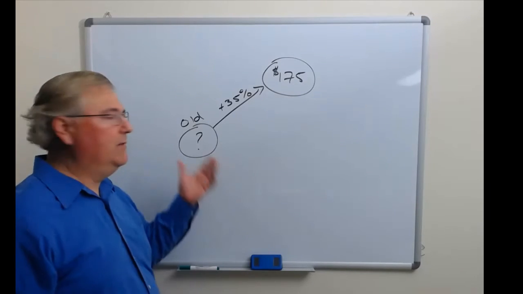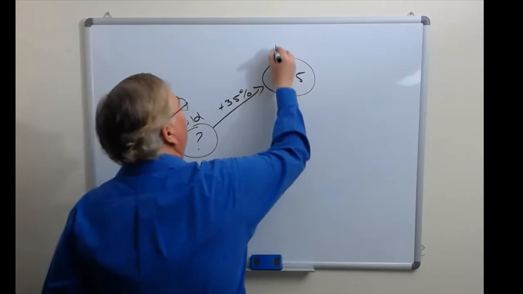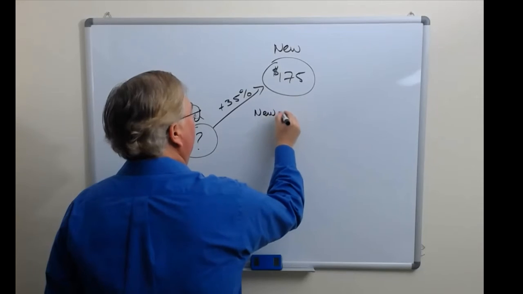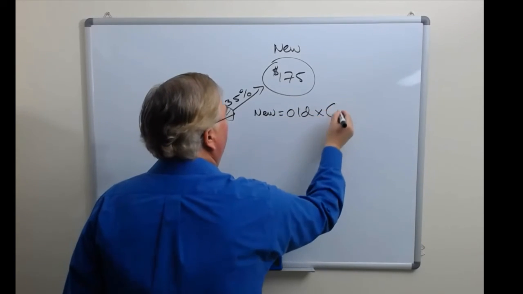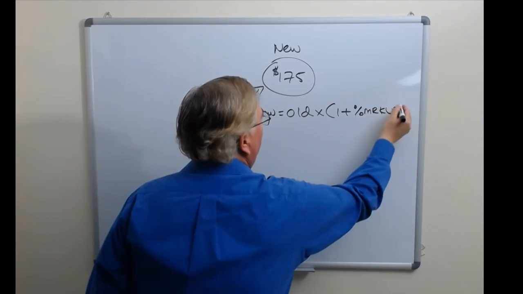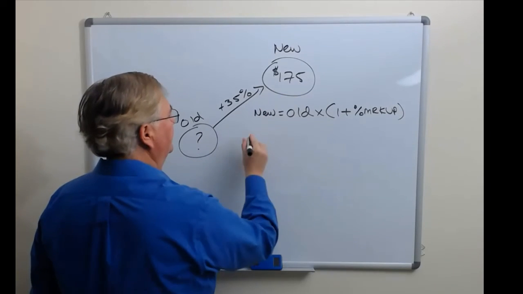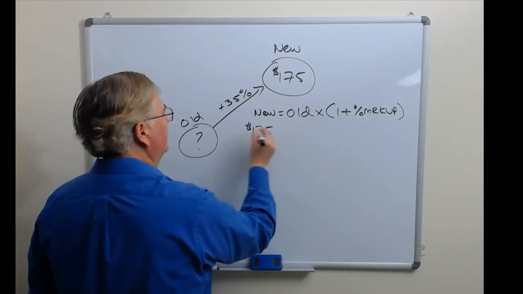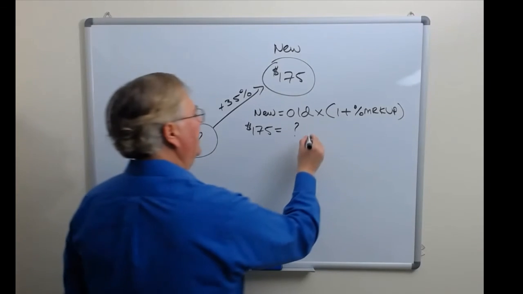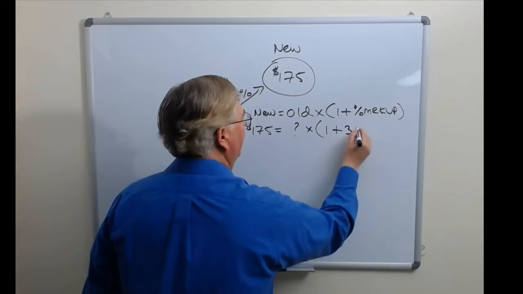Okay, so once again, this is a markup formula, but we're working backwards to find the old price from the new price. Once again, the markup formula says that the new price is equal to the old price multiplied by 1 plus the markup percent, close parentheses. Let's plug in some numbers. Do we know the new price? Yes, we do. $175 equals. Do we know the old price? No, we don't. Not yet. Let's multiply that by 1 plus the percentage markup, which is 35%.